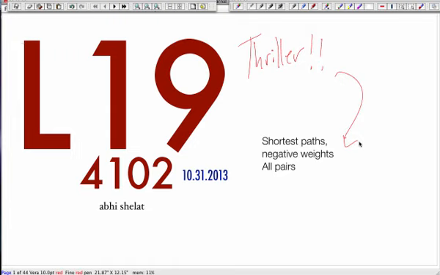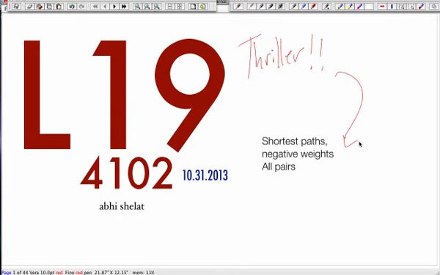All right, so today we continue. We finish our Bellman-Ford algorithm, and we begin two other problems that are related to shortest paths. So, all pairs shortest paths. Suppose you want to find shortest paths from every node to every other node in the graph. That's all pairs shortest path. We'll find a better way of doing that.